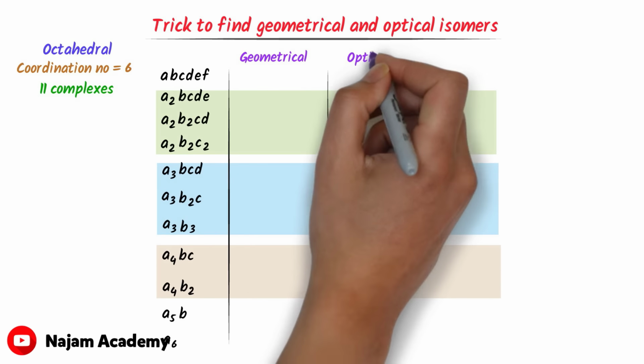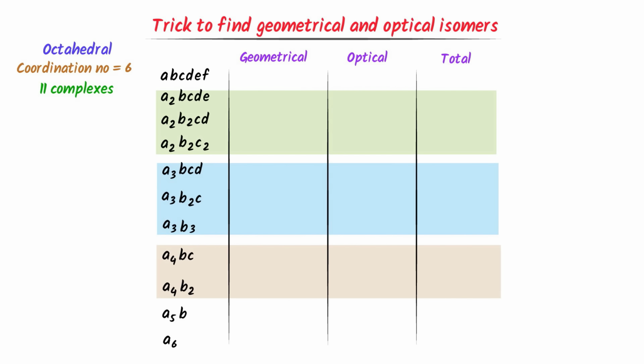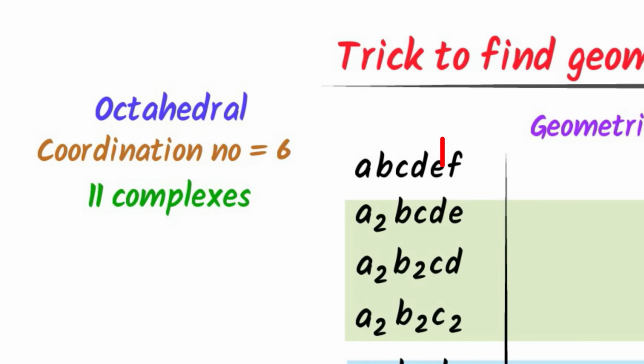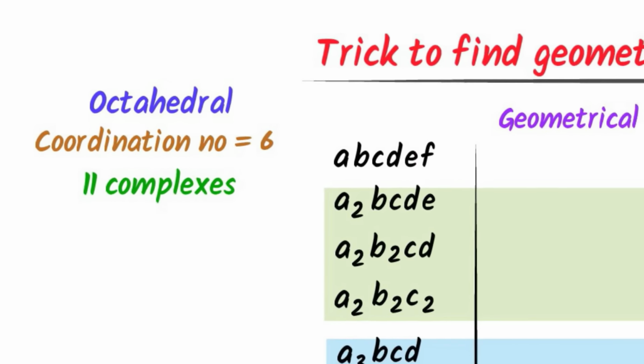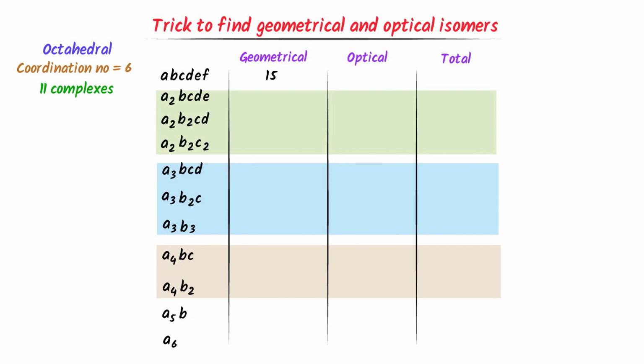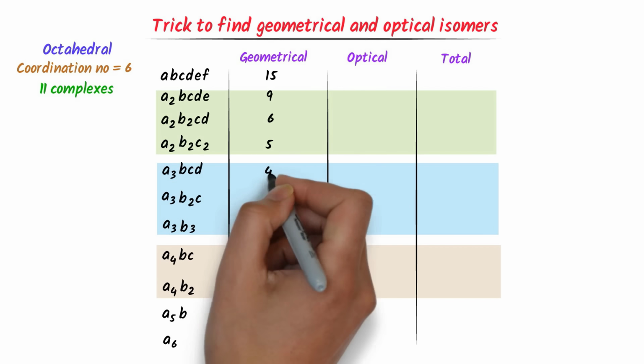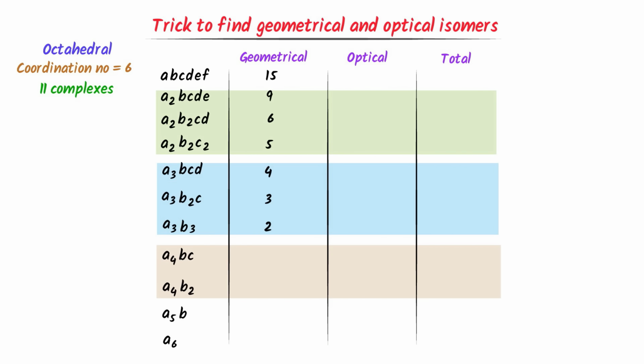Now what about their geometrical, optical and total isomers? Well, it is super easy. This F reminds me 15. So I write here 15. This E reminds me 9. So I write here 9. Now 15 minus 9 is equal to 6. I write here 6. I go down from 6: 5, 4, 3, 2. I repeat 2 times 2, 2, 2. The last 2 are 0, 0. These are the geometrical isomers of octahedral complexes.